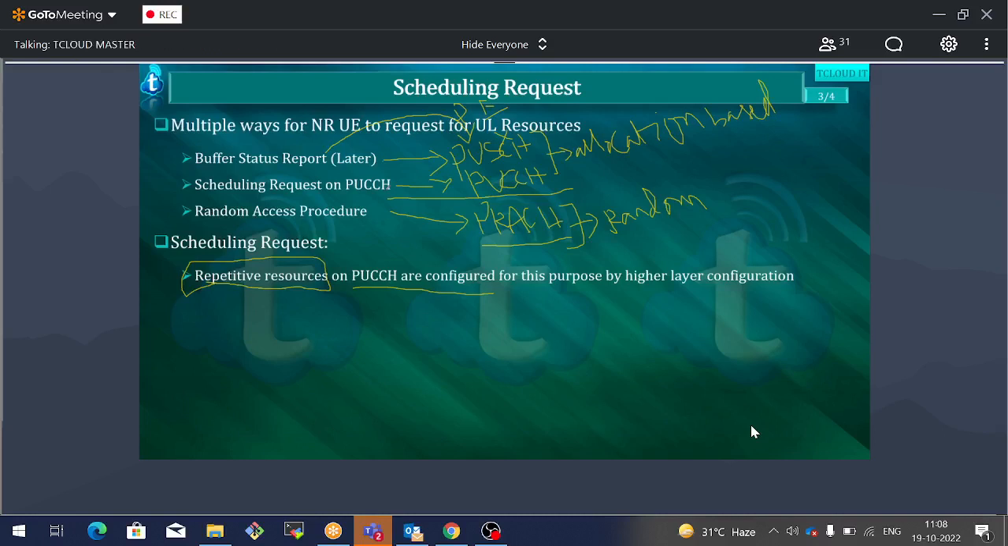Buffer status report and scheduling request are done in connected state, for the mobile who is already connected with the gNodeB, coordinating with the gNodeB. Either you have PUSCH resources available or PUCCH resources available, so you can send a notification to the network or gNodeB that I need resources by using these channels. If you don't have them, the only way you can achieve that is by doing the random access procedure.